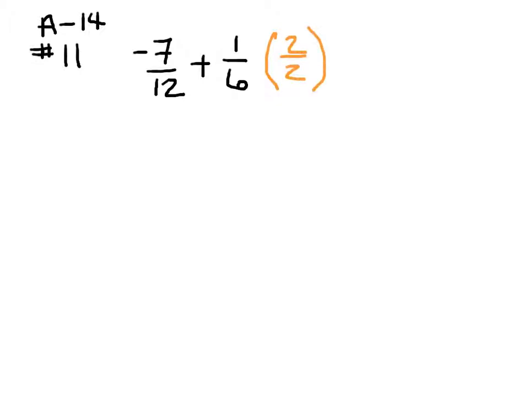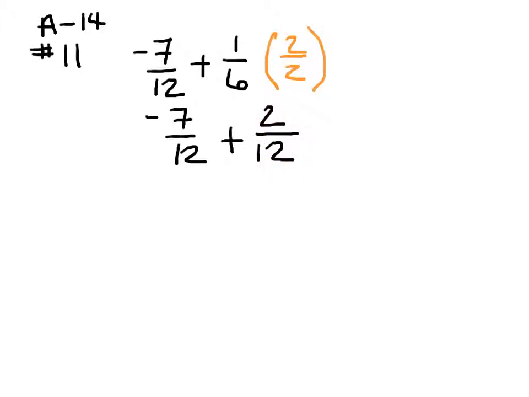So that is going to give me negative 7/12 plus, and then I multiply through here, so that gives me a 2 in the numerator, and then I multiply my denominators, 6 times 2, so that gives me a 12 here.